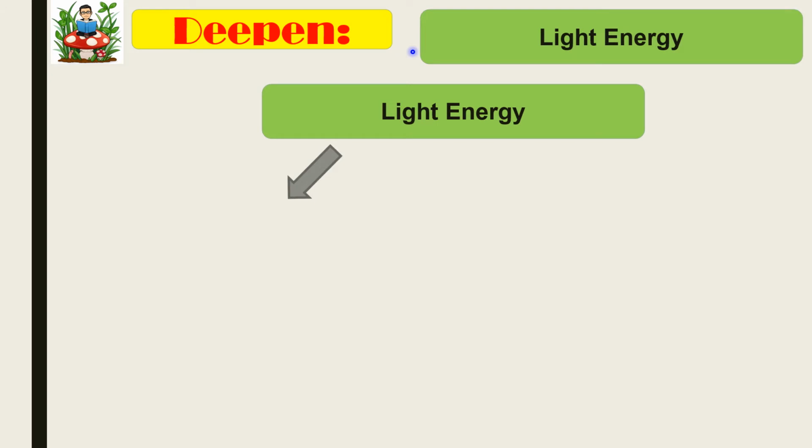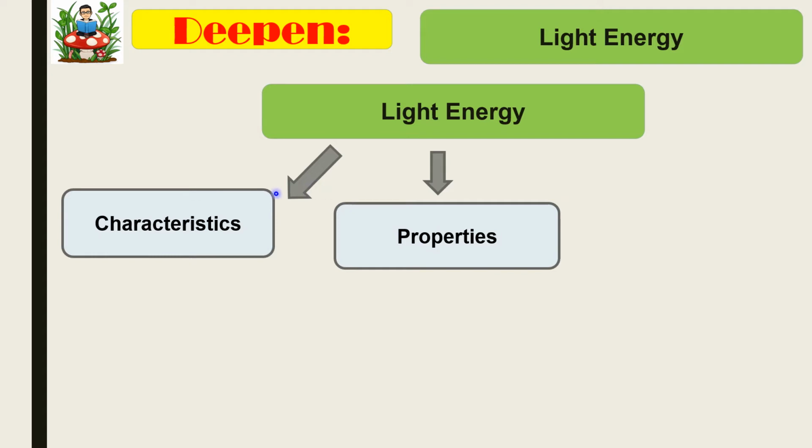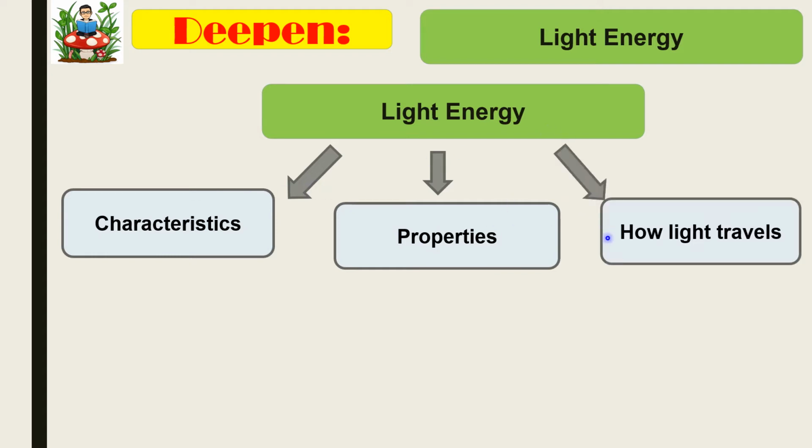So let's start. Light energy. Our lesson is composed of characteristics, properties, and then how light travels. So the first step is we need to know the characteristics of light.